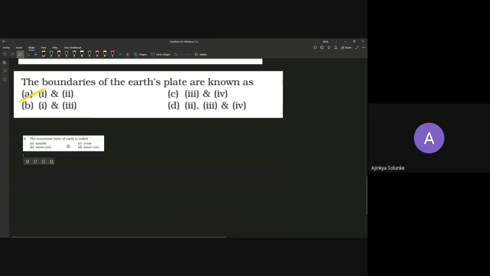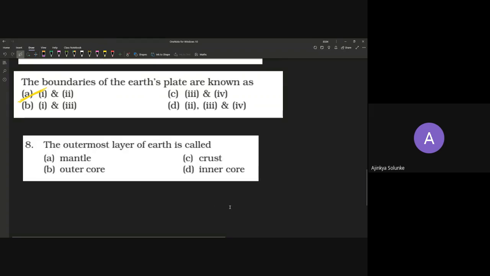Now this is the easiest question you can have. The outermost layer of the earth, outermost in the sense which is present on the earth, where your earthquake is happening. Outermost, not innermost. Outermost. I just told you some time ago that the outermost layer is the crust.